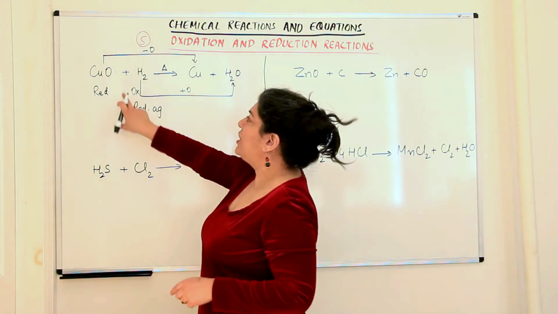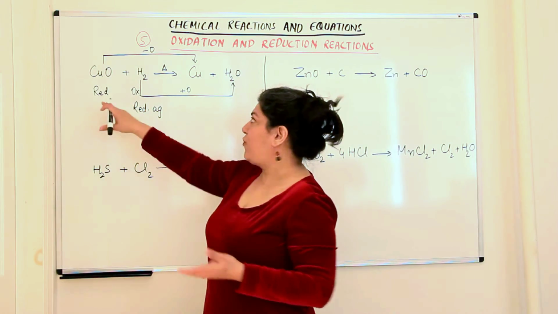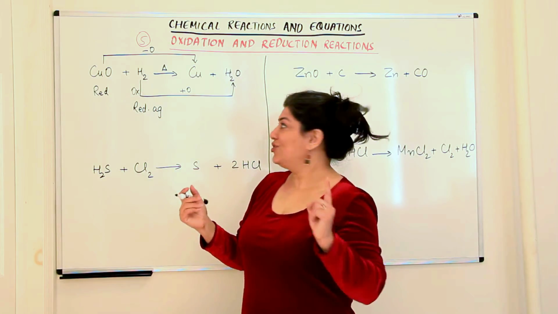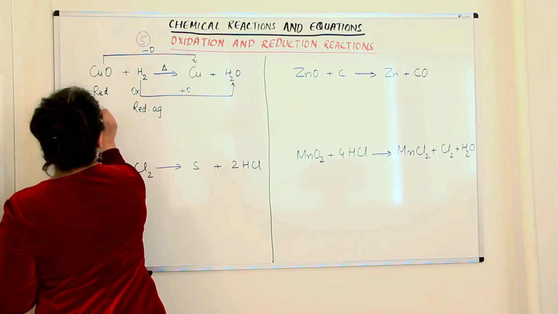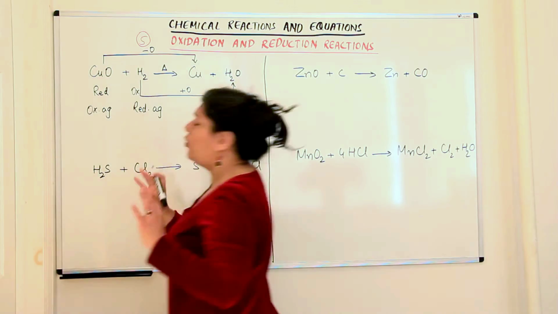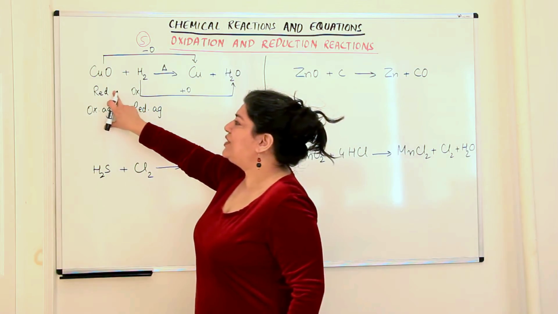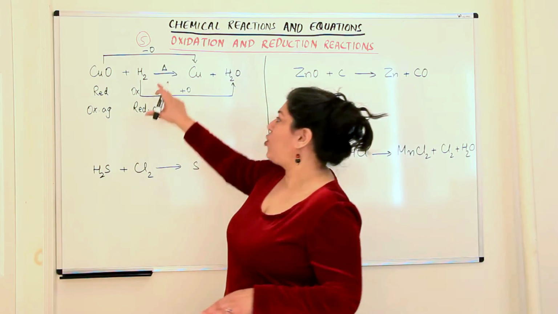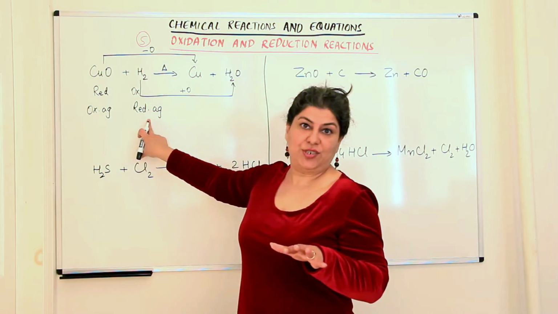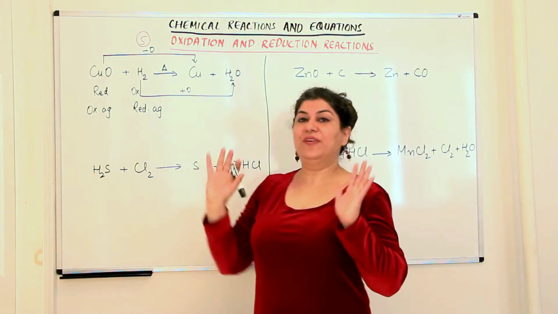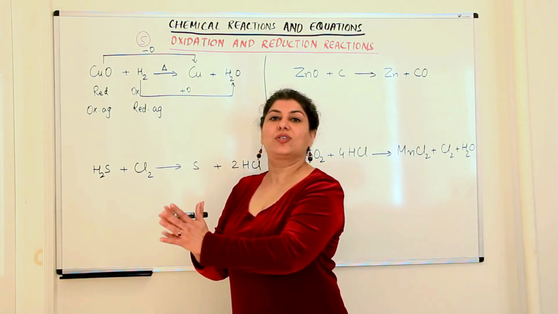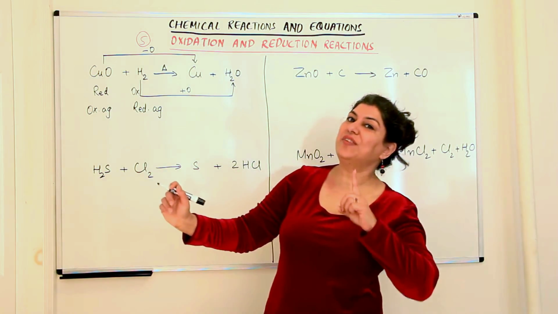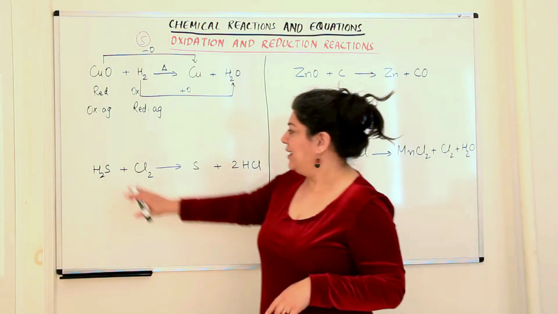And who caused the oxidation of hydrogen? Copper oxide. If copper oxide had not given the oxygen, could hydrogen have been oxidized? No. So we say copper oxide here is the oxidizing agent. So what do we notice from this? That anything which gets reduced acts as the oxidizing agent, and anything which itself gets oxidized acts as the reducing agent, right? So your first step would be to identify who is getting oxidized, who is getting reduced. The one who is getting oxidized is the reducing agent, and the one that is getting reduced is the oxidizing agent. Come to the next problem.